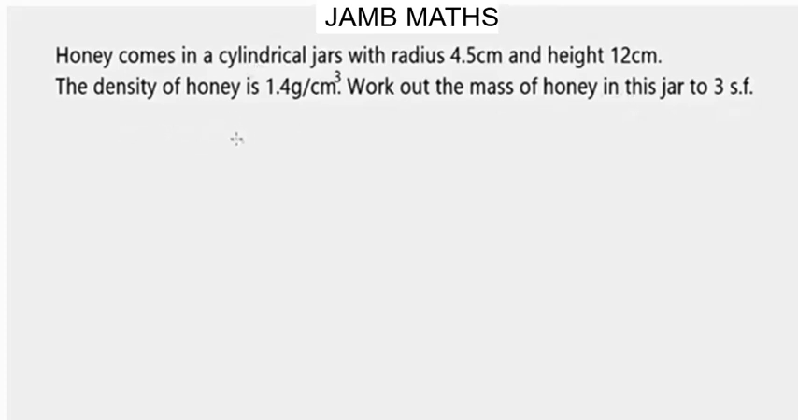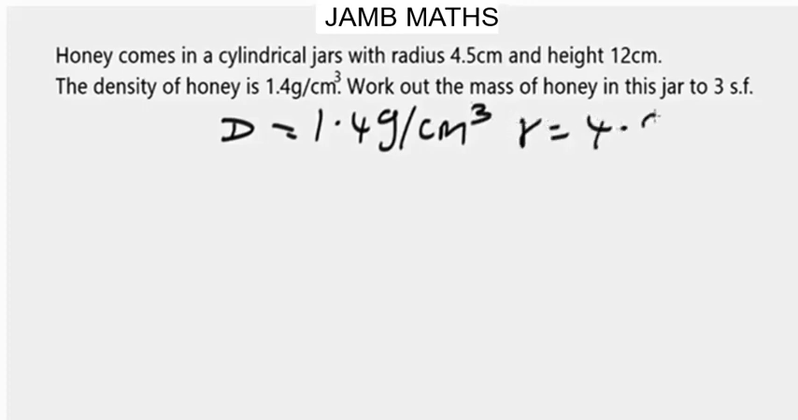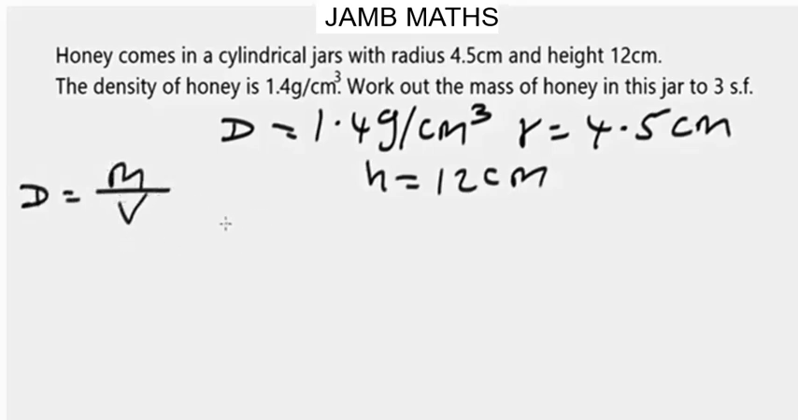To begin with, let's get our parameters. In this question, we have our density to be 1.4 gram per cm cube, we have our radius to be 4.5 cm, and we have our height to be 12 cm. And we know that the formula for density is mass over volume. Now to get the mass, we need to get the volume of a cylinder. And we all know that the volume of a cylinder is pi r square h.